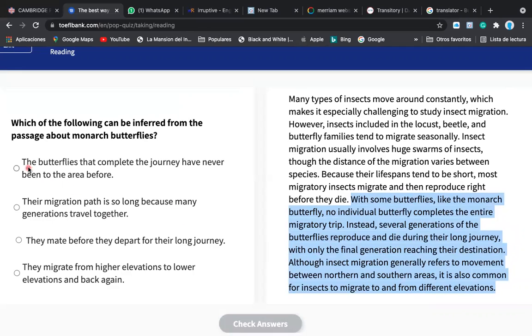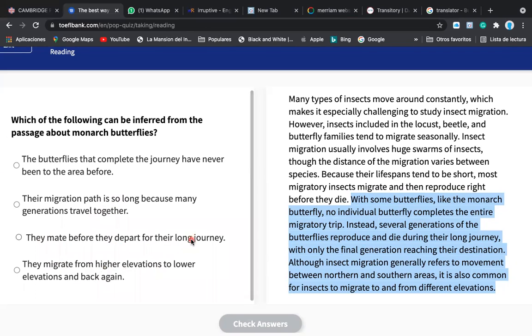Right. The butterflies that complete the journey have never been to an area before. No, their migration path is so long because many generations travel together. They could mate before they depart for the longer journey. They migrate from higher elevations to lower elevations and back again. Oh my God, this is tough. I'm telling you.